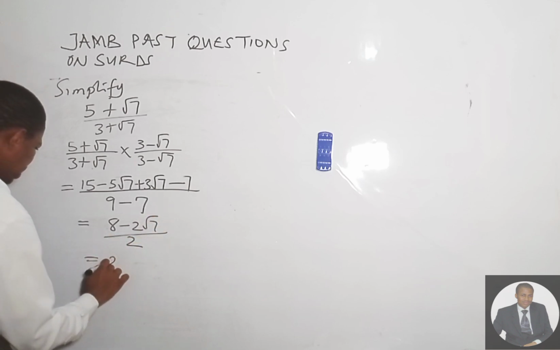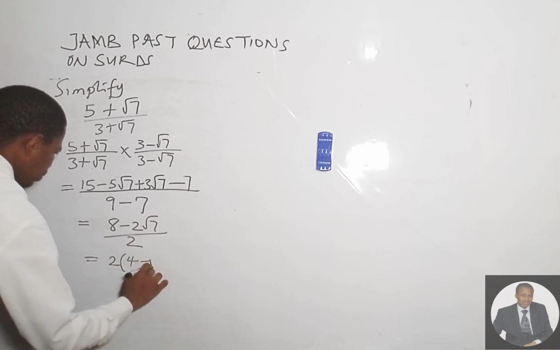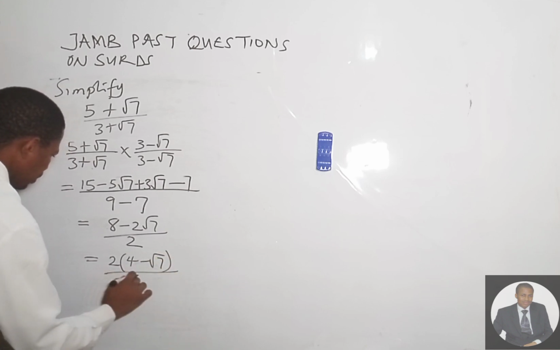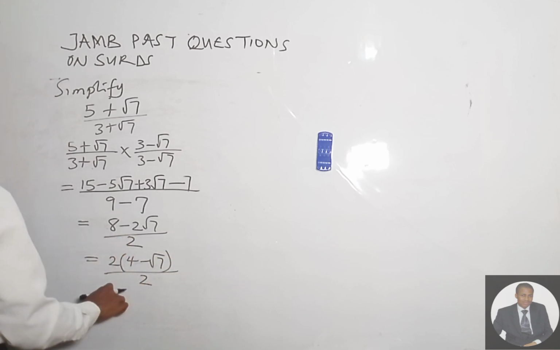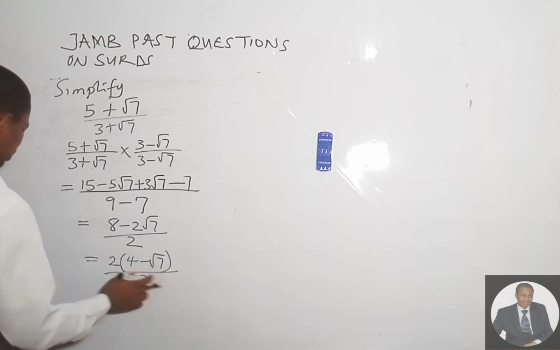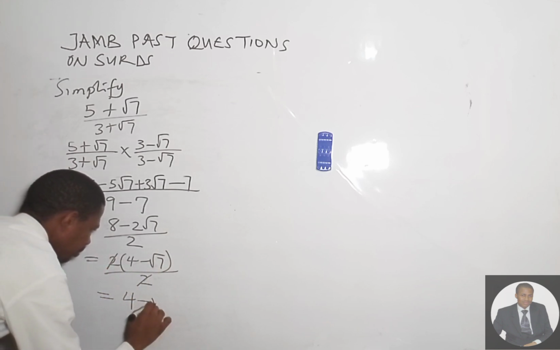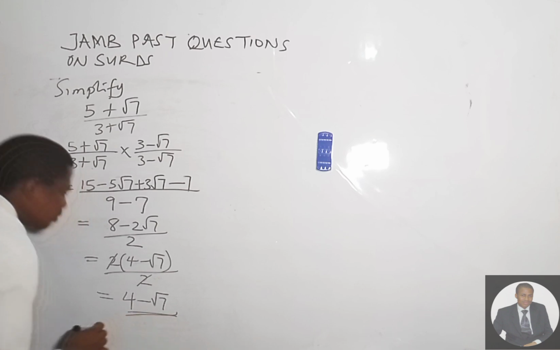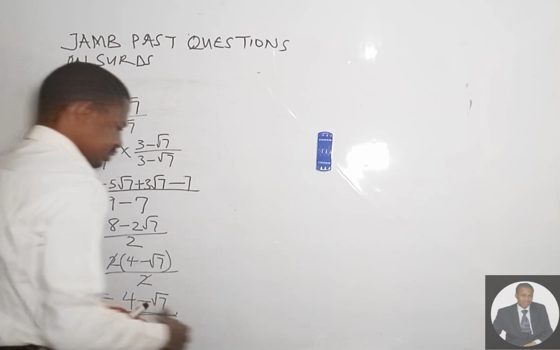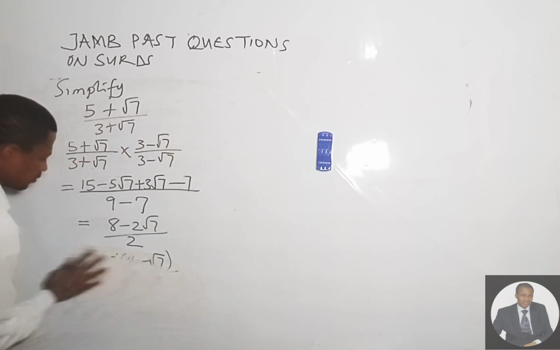So the commonality here will be 2. 2 open bracket, 4 minus root 7 close bracket over 2. So 2 we got 2. So our final answer will be 4 minus root 7. 4 minus root 7.